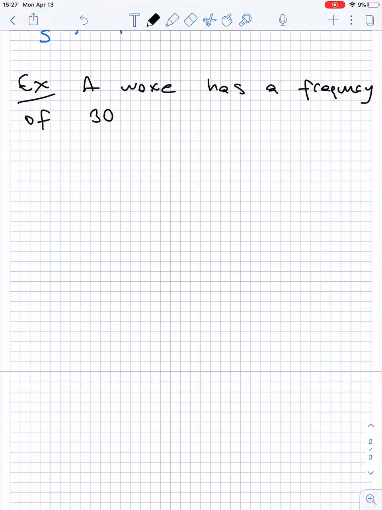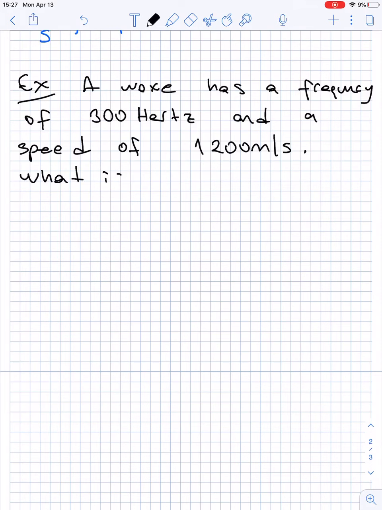Next exercise. A wave has a frequency of 300 hertz and a speed of 1200 meter over second. What is the wavelength of this wave?